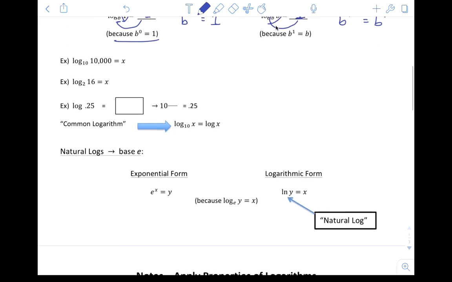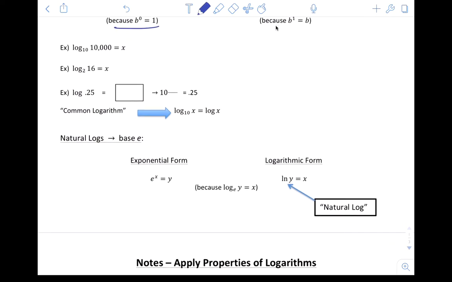Speaking of loop swoop, let's get a little better. So 10 to the what gives me 10,000? So what's the answer? What does x equal? What is the logarithm? What is the exponent? The exponent is 4. Isn't 10 to the 4th 10,000?